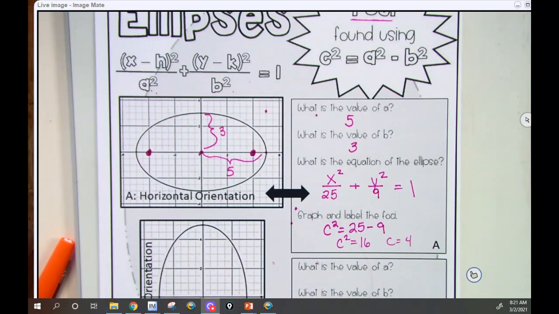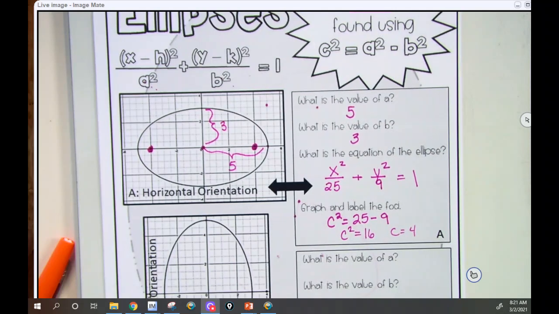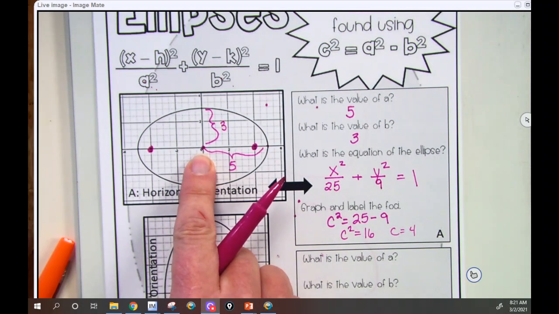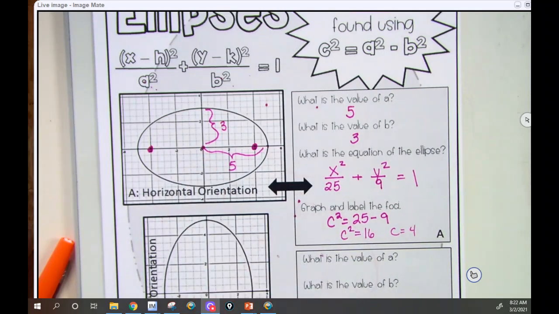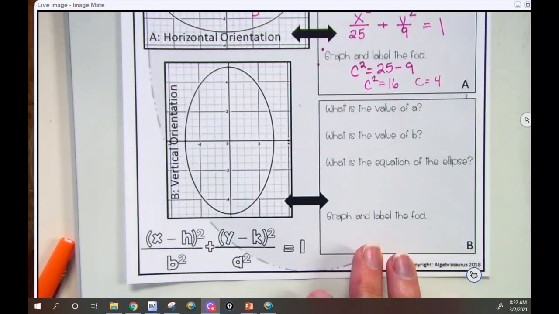Emma? On the one that was asking what is the equation of the ellipse, what about the h and the k? Do you just not need to put those in the equation? Where are we centered? At 0, 0. Right, that makes sense. So minus h and minus k, we're just taking away 0. Okay. That makes more sense.